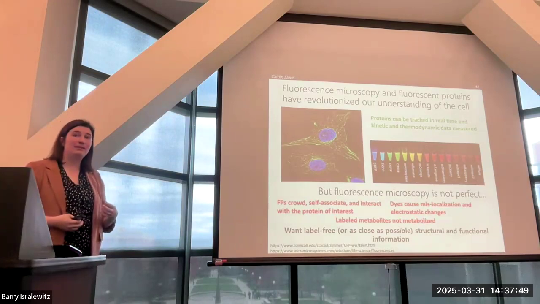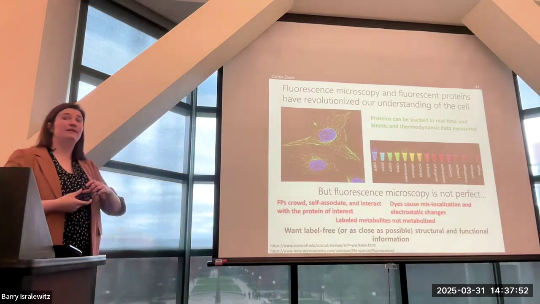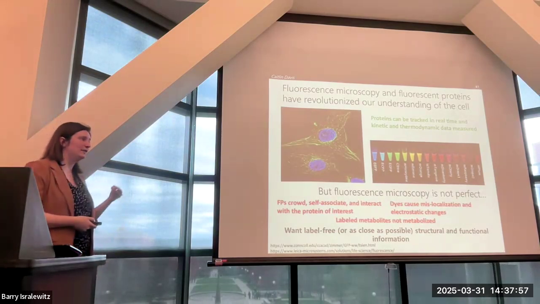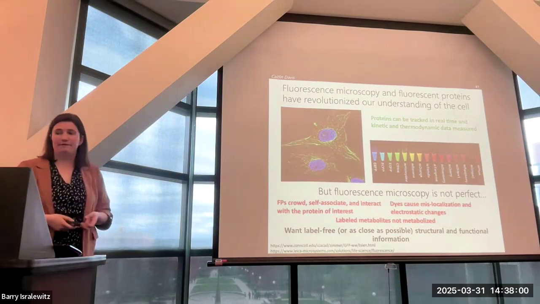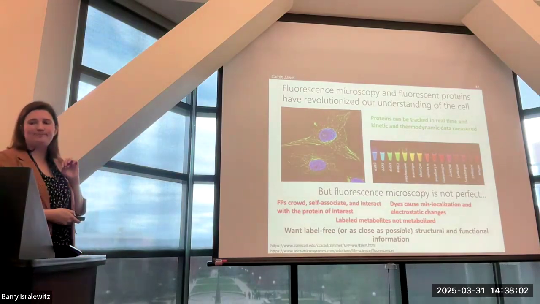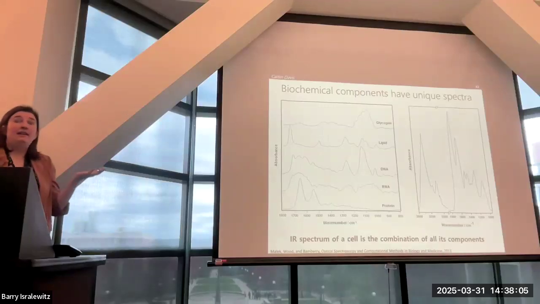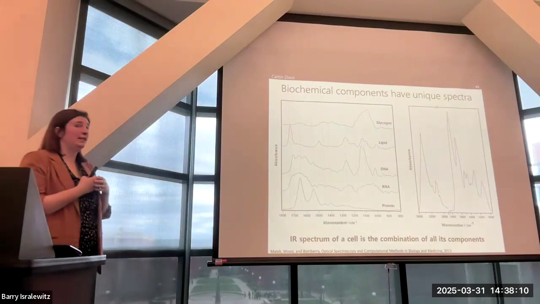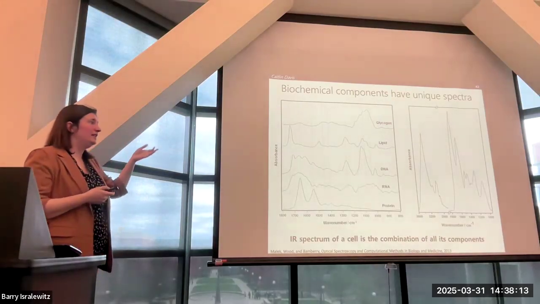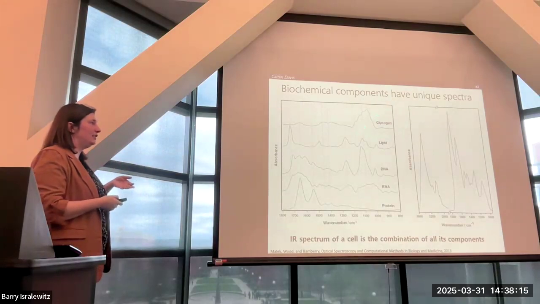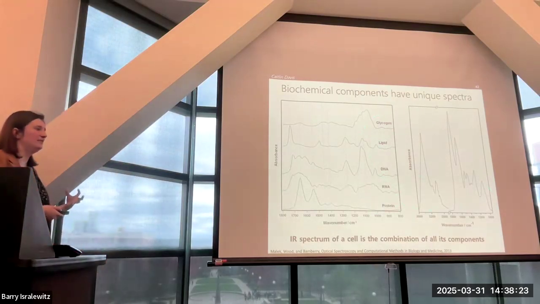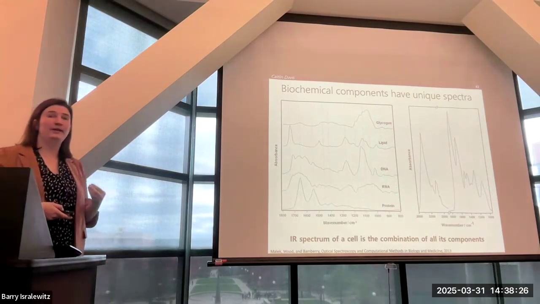And if you're interested in metabolism, a labeled metabolite isn't going to fit, right? You have a lock and a key, and so you're not going to get proper metabolism. So we want label-free, or as close as possible to label-free, structural and functional information inside cells. So is vibrational spectroscopy an answer for this, right? My background is in IR spectroscopy and IR imaging, and every molecule has a unique IR signature associated with it. So we have glycogen, lipid, DNA, RNA, protein, and all of this is going to come together to build the IR spectrum of a cell. So it's going to be the combination of all of these components.